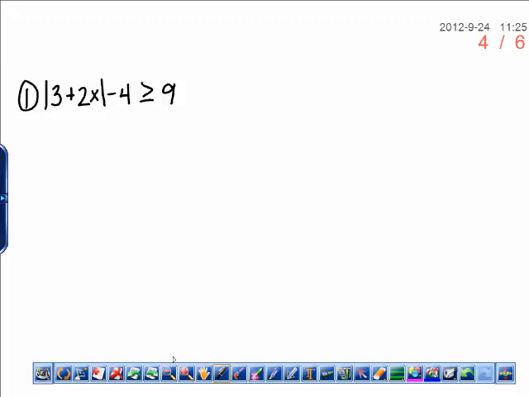What do we do first? Isolate the absolute value. How can we do that here? Add 4. Awesome. So I'm going to get 3 plus 2x is greater than or equal to 13.